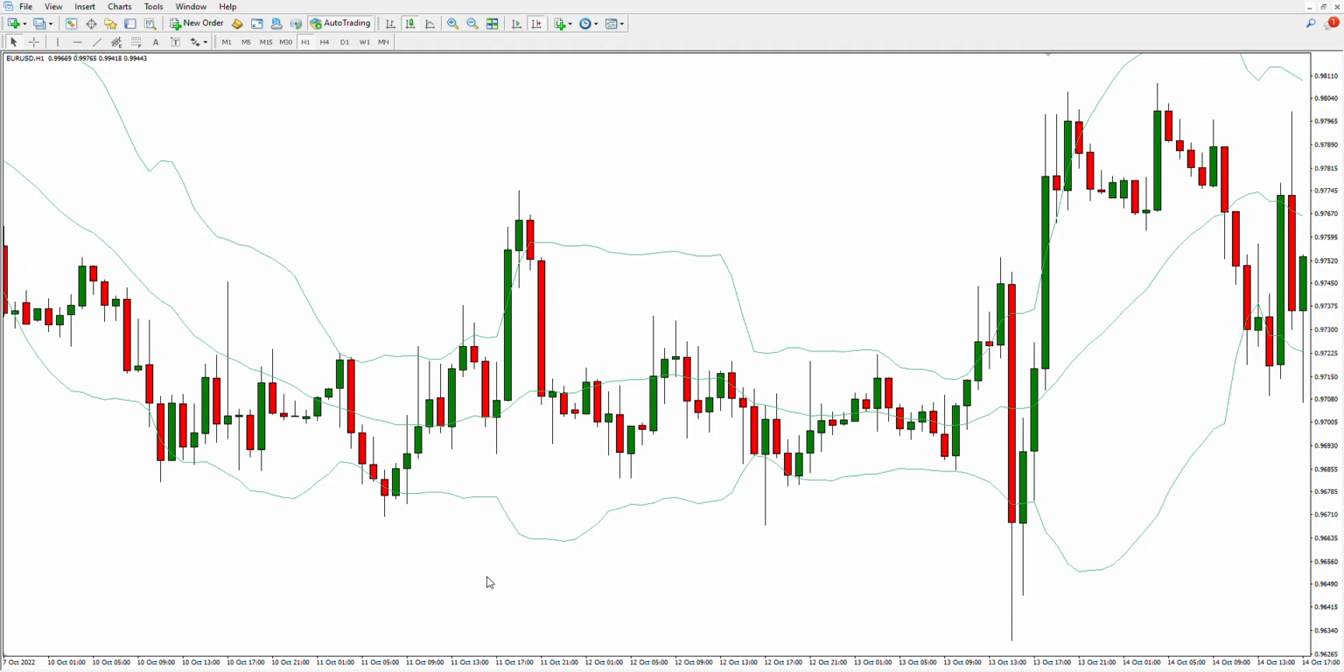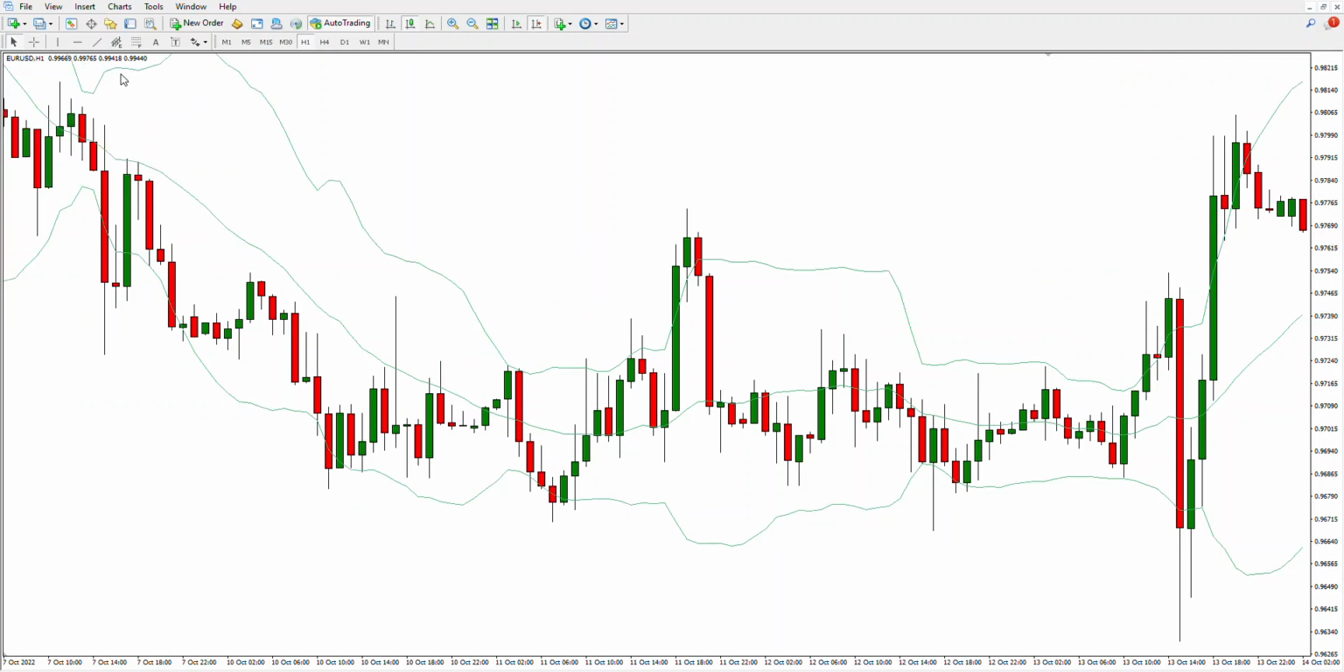Hi everyone, in this video I'm going to be discussing the Bollinger Bands indicator. Now, there's a few different ways in which you can use this. It can be used for reversals and for trend trading. It consists of the upper Bollinger Band, which you see here, the middle Bollinger Band here, and the lower band here.